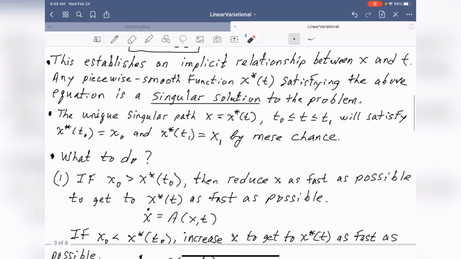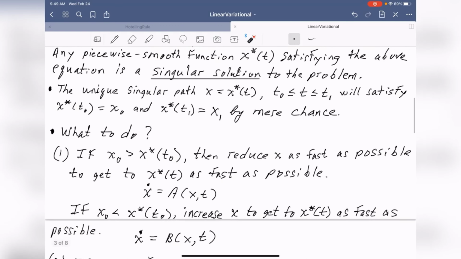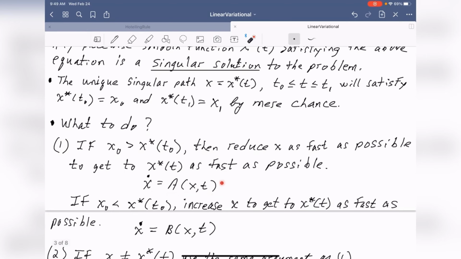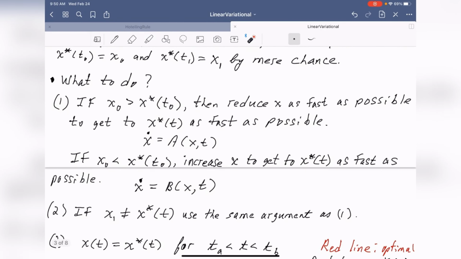If x0 is greater than x star at time period t0, then we want to reduce x as fast as possible to get to x star as fast as possible. And we would then set x dot equal to a(x,t). If, on the other hand, the starting value of x0 is less than x star at t0, we have to increase x to get to x star(t) as fast as possible. So in that case, we would choose the higher of these, and we're going to show that in the diagram below. We want dx/dt to equal b(x,t).